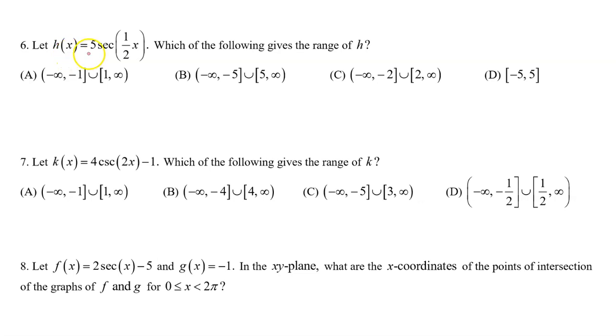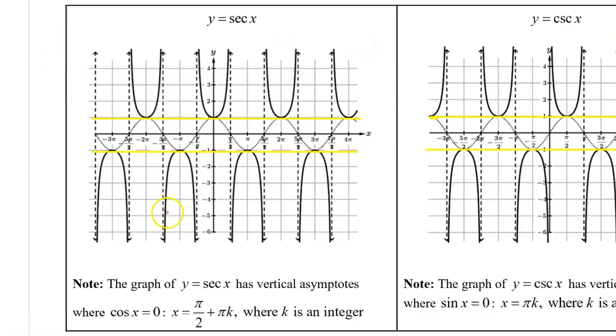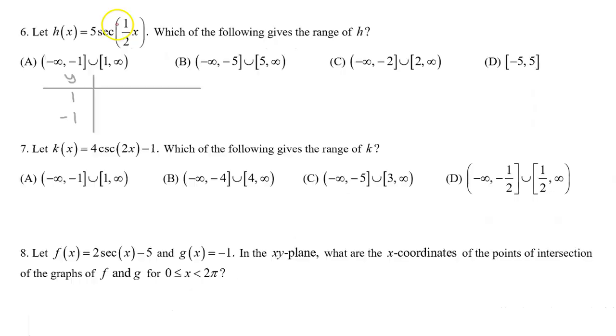Number 6. Let h of x equal 5 times the secant of 1/2 x. Which of the following gives the range of h? On a previous video, we learned that the parent function secant x has the range -infinity to -1 and 1 to infinity. Focus on these key y values, -1 and +1. Let's see how the transformations that bring us h of x affect these key y values.